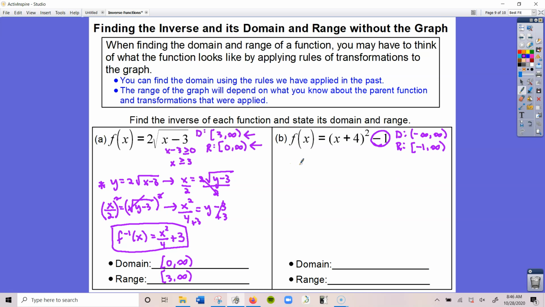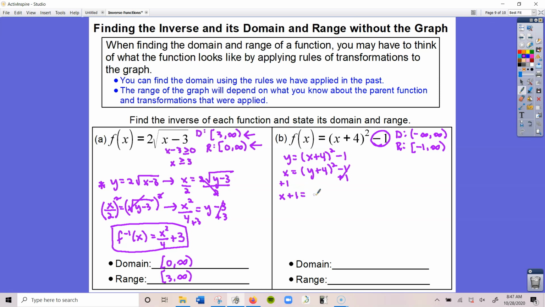Now we're going to go ahead and find the inverse. So y is equal to (x plus 4) squared minus 1. Let's switch places. So x is equal to (y plus 4) squared minus 1. We're going to solve for y, so I need to add the 1 over.